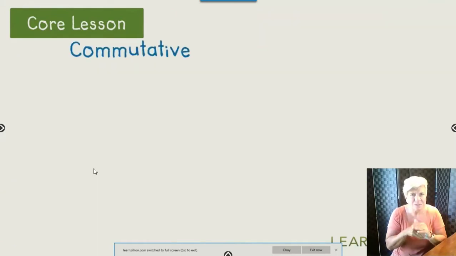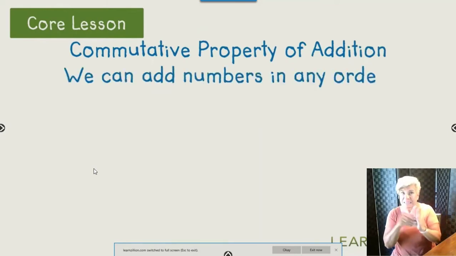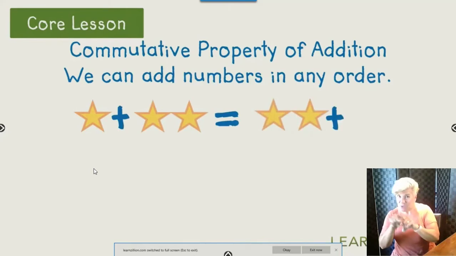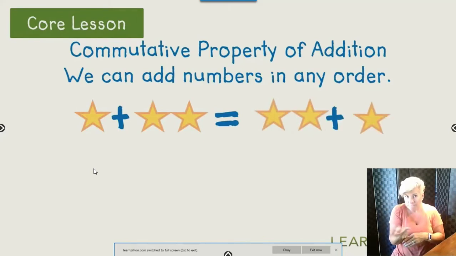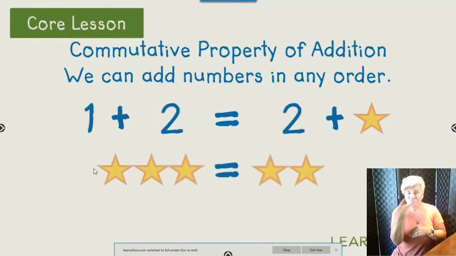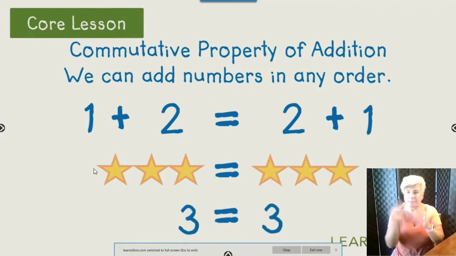The commutative property of addition tells us that we can add numbers in any order and we will get the same answer. For example, 1 star plus 2 stars is the same as 2 stars plus 1 star. If we replace the pictures with numbers, we see 1 plus 2 is the same as 2 plus 1, because we have 3 on one side and 3 on the other. We can add numbers in any order and we'll get the same answer.